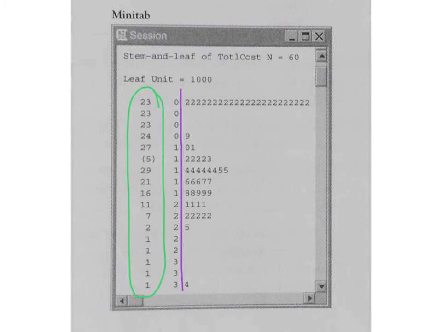The next thing I'd like you to look at are the stems. So we can see that the stems have been split because they repeat. There are 4 zeros here. There are 5 ones, 5 twos, and 3 threes. So these stems have been split into 5s.